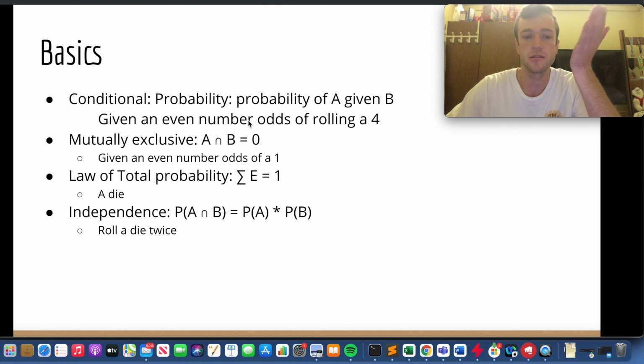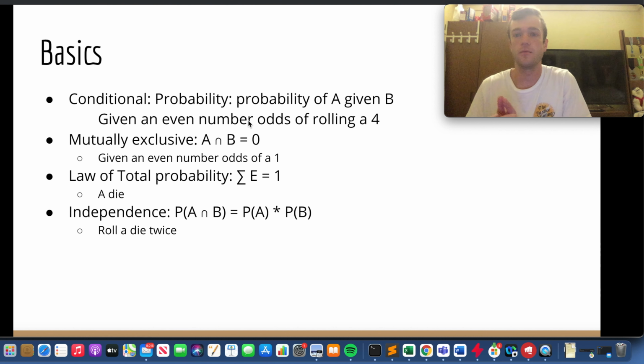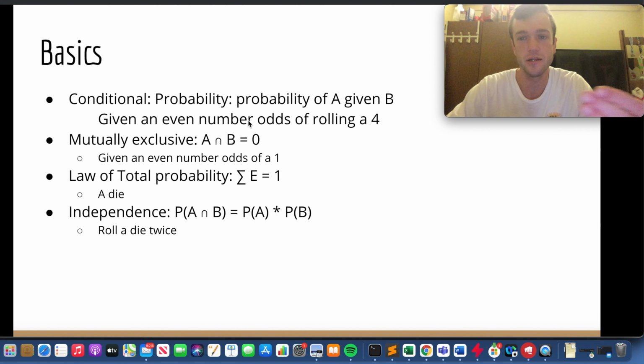So, independence: the probability of A and the probability of B do not affect each other. If I get a 1 on the first die roll, that doesn't make a 1 less likely or more likely to happen on the second die roll. For instance, two independent events would be rolling the die twice, flipping the coin twice, and so on.